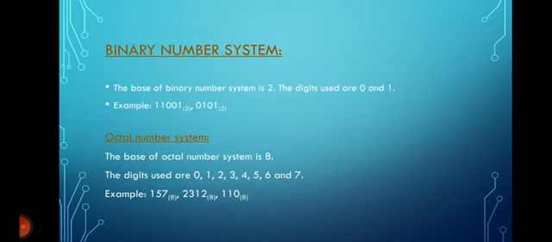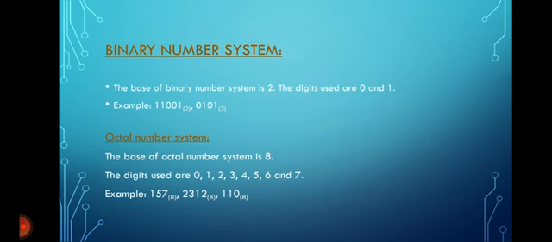So, what is binary number system? The base of binary number system is 2. We saw in the previous lecture what is base or radix. That is, the total numbers present in the number system is called base or radix. So the base of binary number system is 2. The digits used are 0 or 1. Examples are shown here.